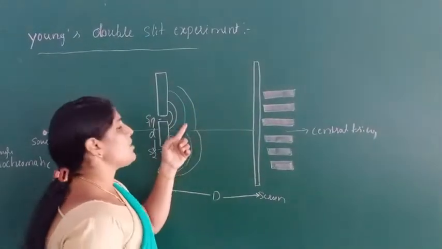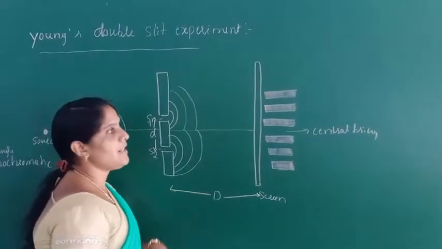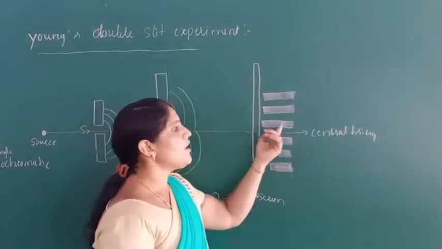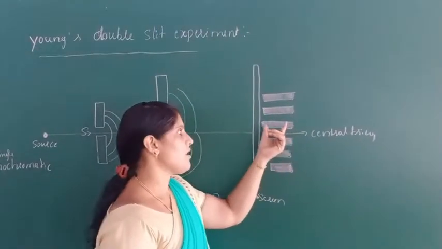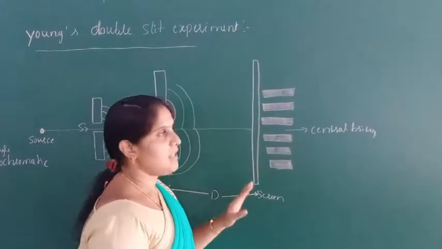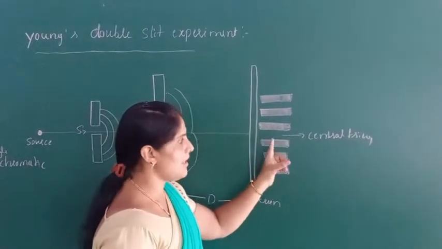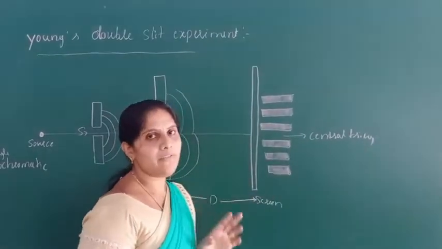If the crest of one wave falls on the trough of another wave, or the trough of one wave falls on the crest of another wave, we get destructive interference, that means a dark fringe. So in the interference pattern we get alternate bright and dark fringes, and the central fringe is always a bright fringe.